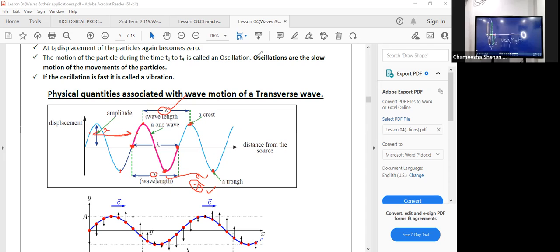Right? So keep this in your mind very thoroughly. That's very important, right? The distance between this zero displacement position and the next zero displacement position, we call it as a wavelength, right?